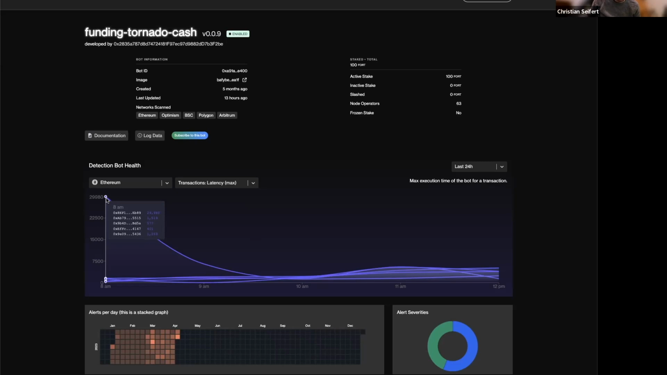Because of course, a scan node has different performance characteristics, right? It could be small hardware, memory, or the RPC could be slow. Others may be more performant, right? So it's always good to look at the performance of your bot across multiple scan nodes.